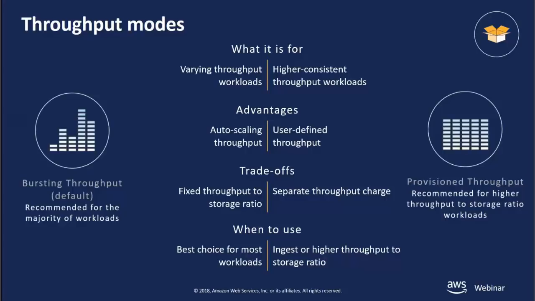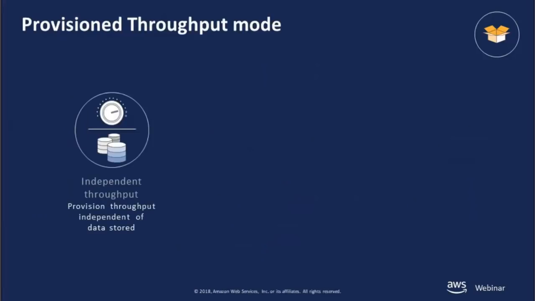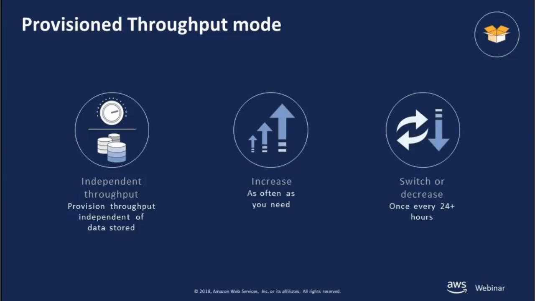Now you can switch back and forth between these modes, and we'll talk about that a little later. So again, with provisioned throughput mode, the throughput is independent of the data stored in your file system. You can increase it as often as you need, and you can switch or decrease the provisioned throughput once every 24 hours. So as long as it's been more than 24 hours since your last decrease, or since you switched from bursting throughput mode, you're able to make a switch or a decrease of your provisioned throughput.